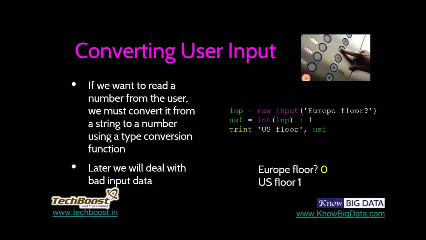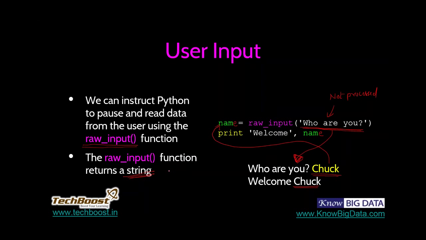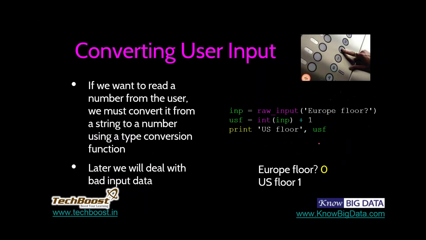Converting user input. Let's see what happens, since we discussed that raw input always returns us a string. What if you don't want a string? What if the user wants to input some number over here? Let's see how to do that. Converting user input. All right. So if you want to read a number from the user, we must convert it from a string to a number. So what we are trying to do here is get the floor number.